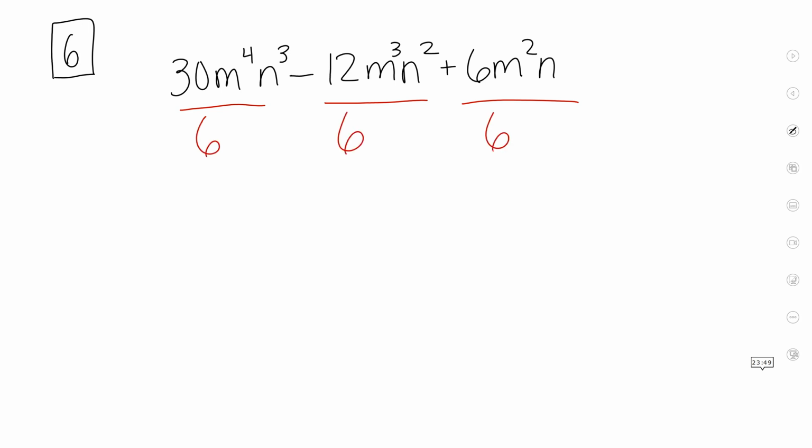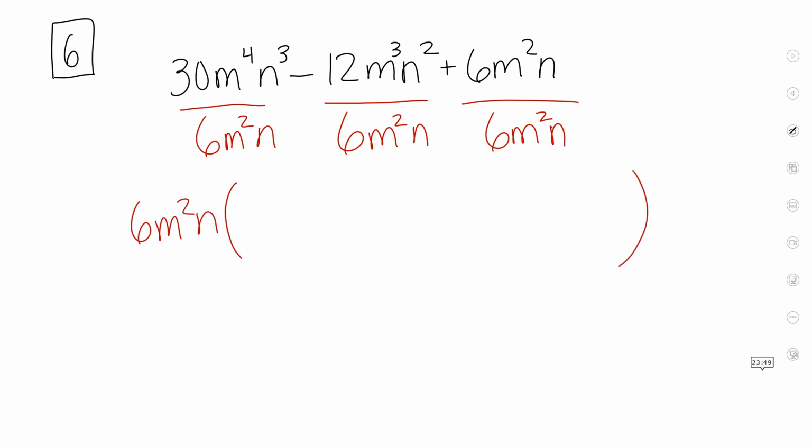They all have m's, but how many can each of them give me at least? 2. They can at least give me 2, okay? This one has 4 to give away, but I want to do the same thing for every one. How many n's can they at least give me? Each of these can at least give me 1. So guys, this is the greatest common factor, 6m squared n. So this will go on the outside, and we're going to go ahead and simplify this.